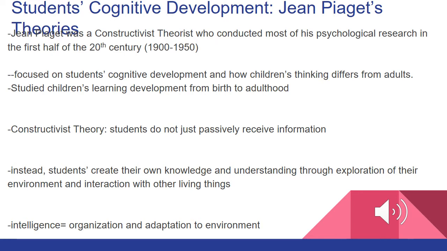As I mentioned earlier, Jean Piaget was a constructivist theorist. He believed that students do not passively receive information. They don't just, if you say it out to them, automatically memorize it and retain it. Instead, children learn best, and they primarily learn through creating their own knowledge and understanding. And the way they construct their own knowledge and understanding is through exploring their environment and interacting with living things.